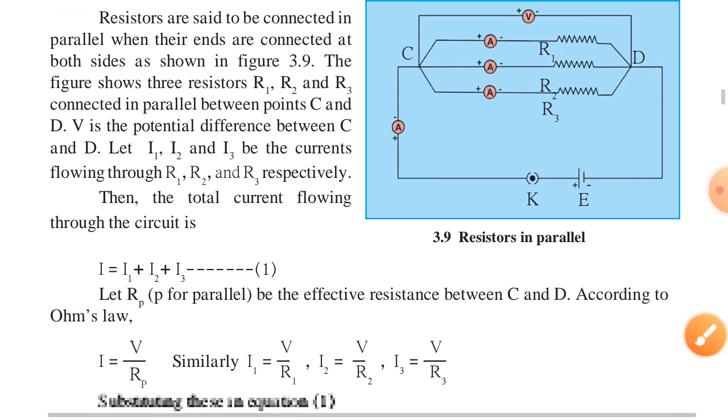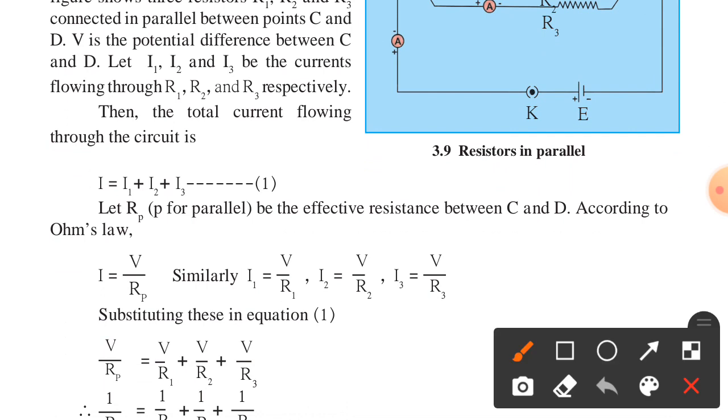and we get the current from the circuit from this formula. I is equal to I1 plus I2 plus I3. Here the effective resistance, म्हणजे परिणामी रोध, थोडक्यात आपण त्याला एकूण रोध असे म्हणणार आहोत. It is denoted by RP. P stands for parallel.